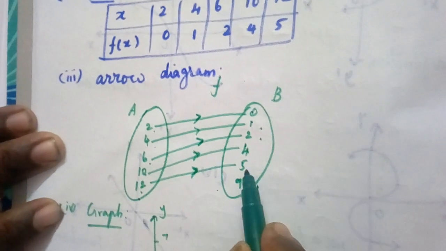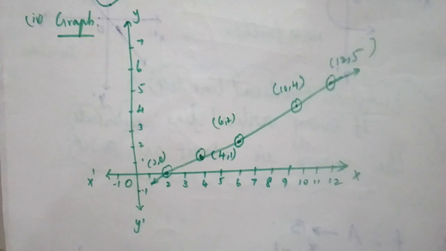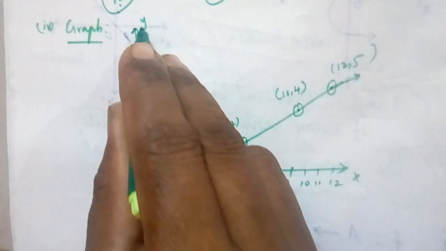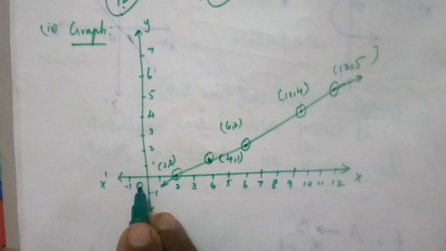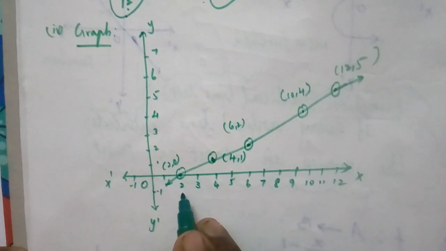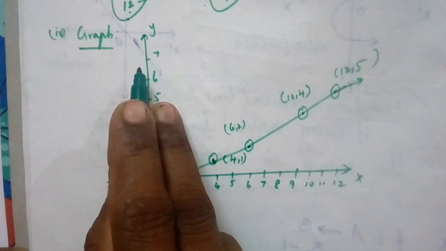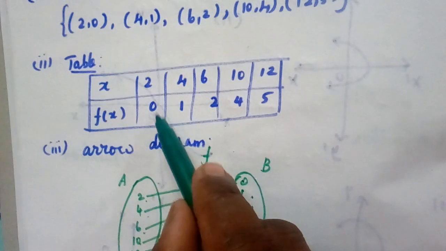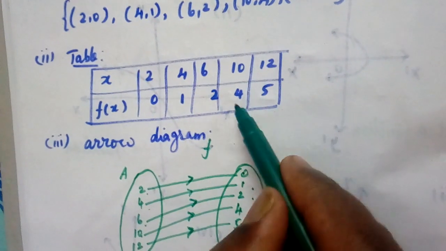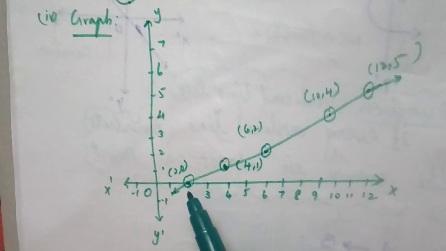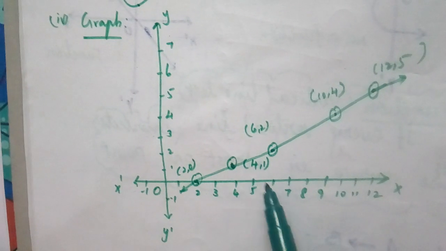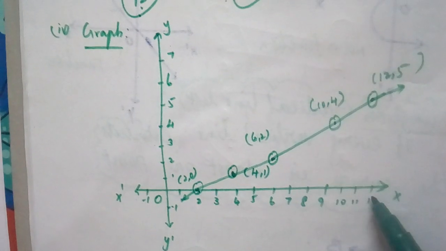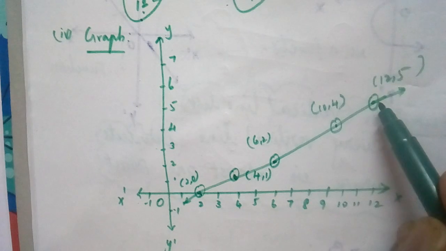4, 12 to 5. Now we have to draw the graph. You have to mention the x-axis and y-axis, then the origin here. For 12, what values are needed, you have to mention on the x-axis and y-axis. Now you have to refer to the table: 2, 0, 4, 1, 6, 2, 10, 4, 12, 5. That is, x-axis 2, y-axis 0; x-axis 4, y-axis 1; x-axis 6, y-axis 2; x-axis 10, y-axis 4; x-axis 12, y-axis 5.